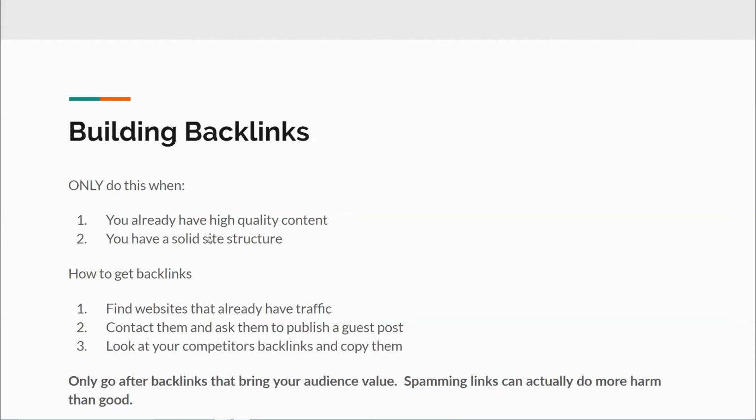So only do this when you have high quality content and you have a solid site structure, when you've done the first two things. And then how to get backlinks is just find websites that already have traffic. Like Facebook groups is a good way to post links to your website. Write an article about how you need to change a roof every so often in order to keep up with home insurance warranties and things like that. Put it on a forum for people and really provide quality, or wait until people are out there in the community asking for that help.